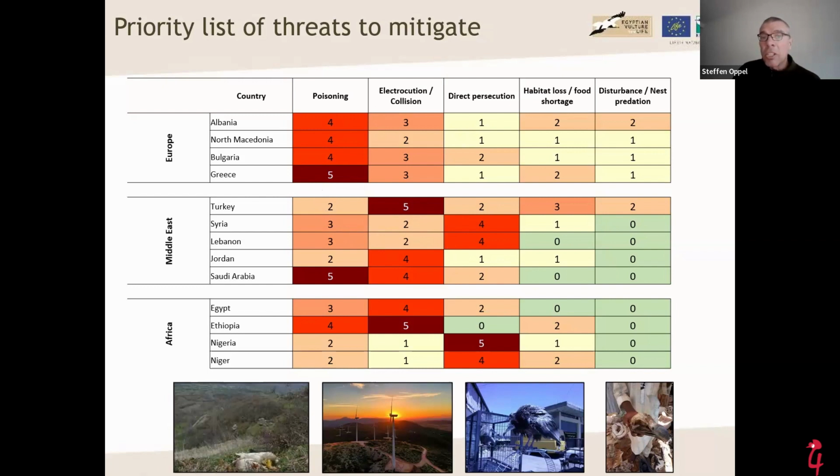We have electrocution and collision, mostly from a rapidly expanding network in Ethiopia and in Egypt. We have the problem of poisoning. And we have the problem of direct persecution in Niger and Nigeria, which is mostly driven by the market demand for vulture products in Nigeria that is met by basically importing the vultures from neighboring countries. So it's a different reason for direct persecution than we see in the Middle East. Now, that is a lot of threats in a lot of different places, and it's very, very difficult to turn them all off in a reasonable amount of time.